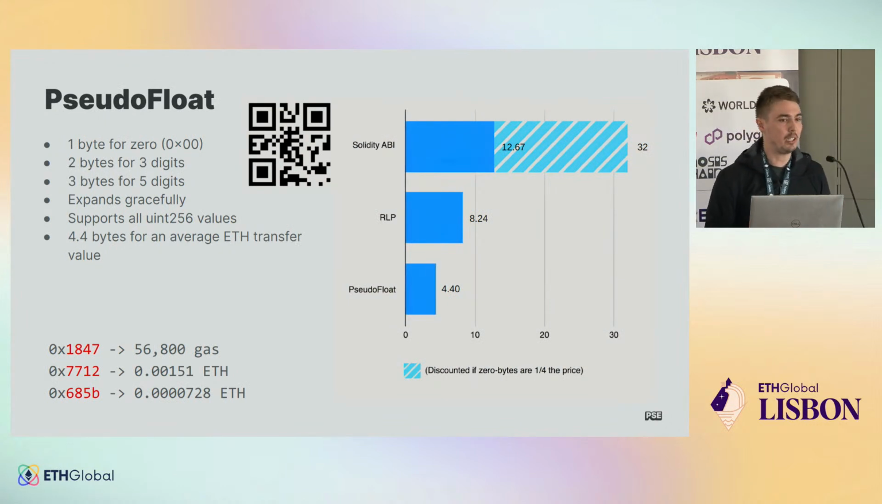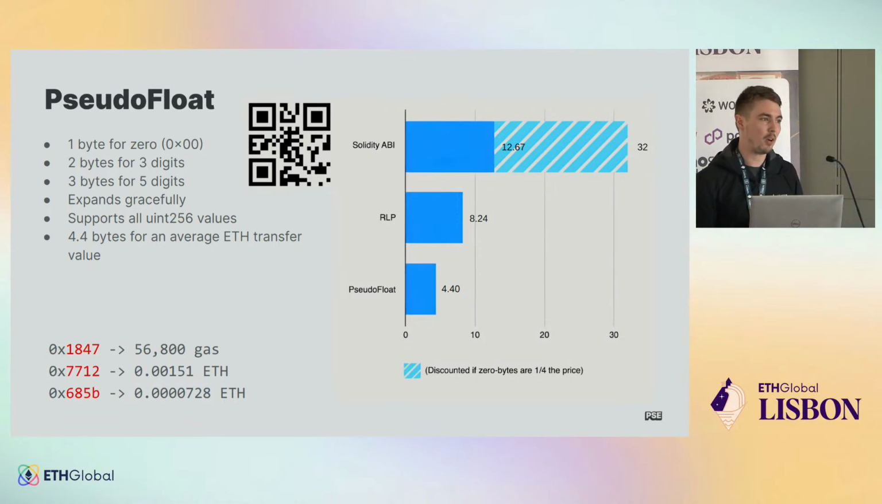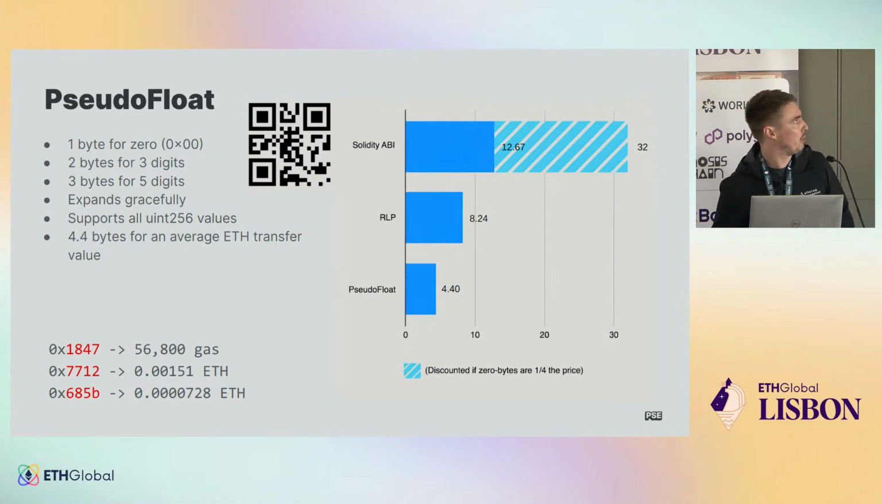Another thing that we are leaning on quite heavily with the encoding is this format called pseudofloat, which is a format for representing decimal quantities really efficiently. What this format allows us to do is, if you've only got 3 digits of precision in your quantity, say you're sending 0.101 ETH, that's only 3 digits in there, and we're able to represent that quantity in only 2 bytes. If you need more digits than that, and sometimes you do, then it again expands gracefully, and it supports the full UINT 256 range.